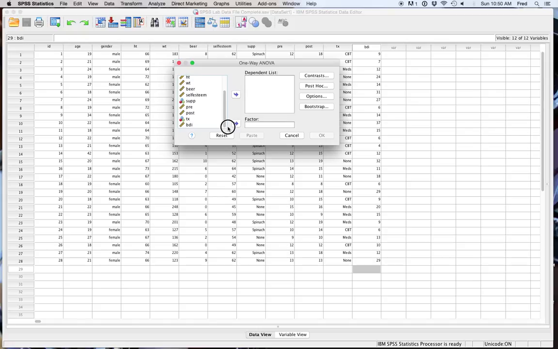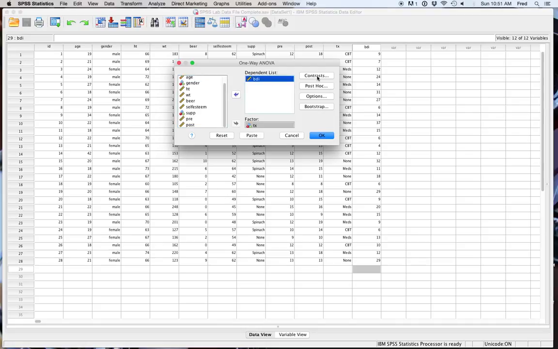So in this case, if we scroll down to the bottom, what was our independent variable? Well, remember, we are comparing the three different types of therapies on their effect on depression. So the type of therapy is going to be our independent variable. That's how the groups are created. And then our dependent variable, there's only one of them. If we had more than one DV, we could move them all over here, and SPSS would calculate a separate ANOVA for each one. We only have the one Beck depression inventory, so I'm going to go ahead and just move that variable over to the dependent list.